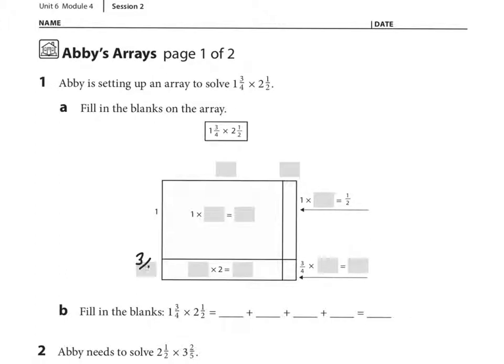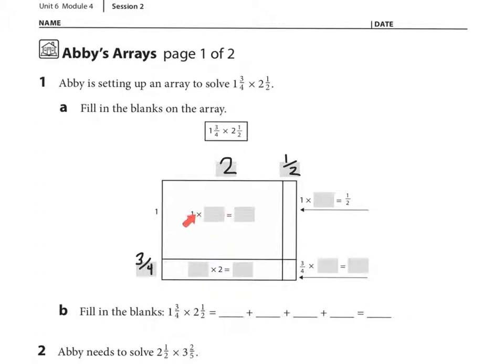3/4. And then I know I need 2 1/2 multiplied, so I'm going to have 2 wholes right here and a half right there. And now time to fill in the inside.